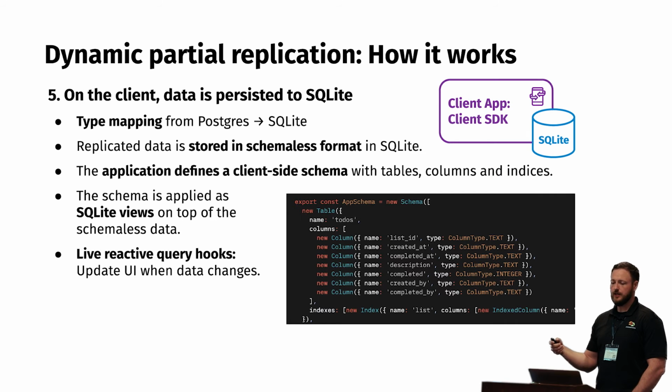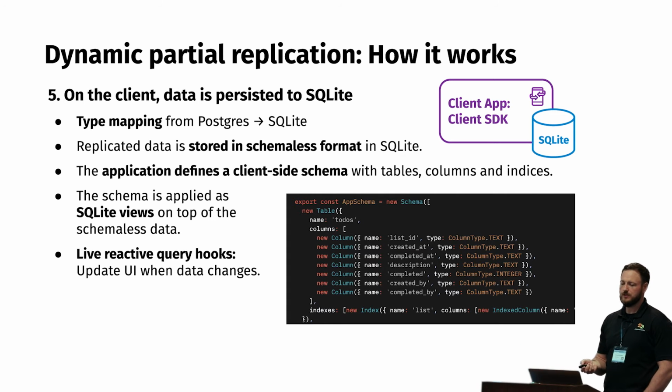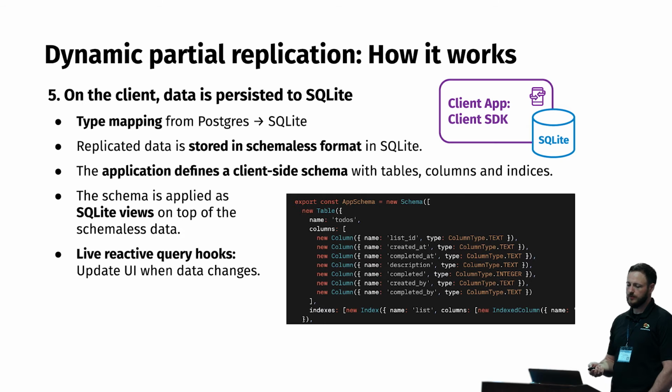And on the client side, that data is then persisted in SQLite. So we have a type mapping from the Postgres types to the SQLite types. Of course, SQLite has a very, very limited type system, only a handful of types. The replicated data is stored in a schemaless format in SQLite. So the application does then define a client-side schema with tables, columns, and indices, which is, of course, based on the Postgres schema and the sync rules, and you can automatically generate that in that way. And then the schema is applied as SQLite views on top of the schemaless data.